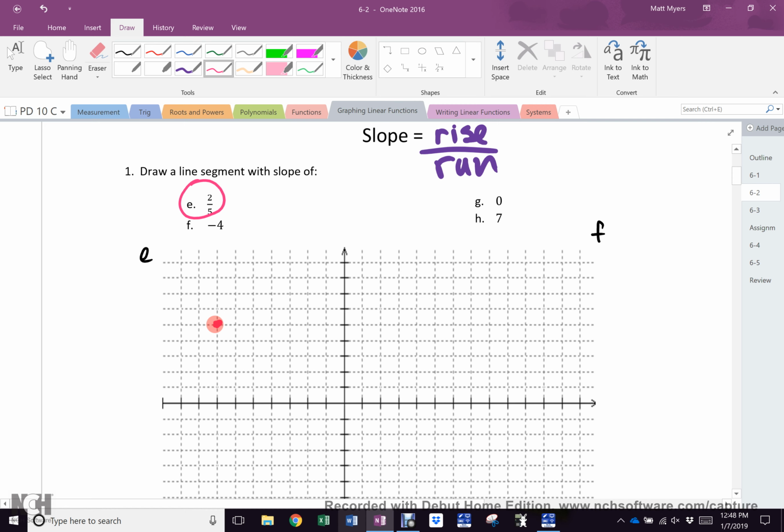I would rise 2. How would I rise 2, Suhani? I would go up 1, 2. Then what? Right. 1, 2, 3, 4, 5. And there is my line segment with my slope. Everybody got it? Now you guys do the next ones. Start with the random dot. I want everybody to have a different dot so you can see that whatever your x and y values are, it doesn't matter. Slope has nothing to do with x and y. It's the rise and run of the line.